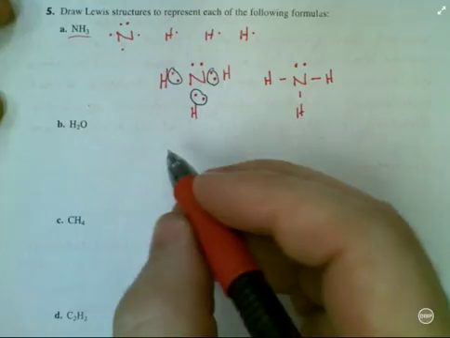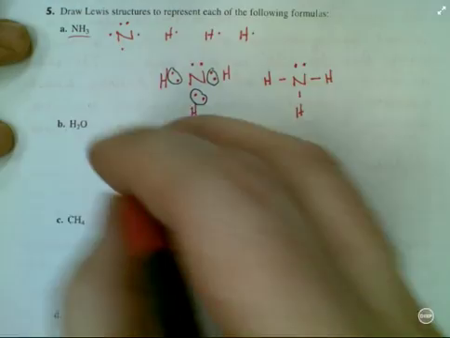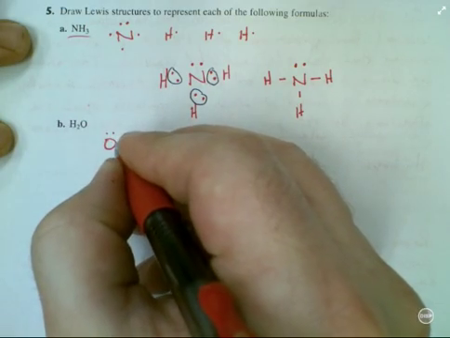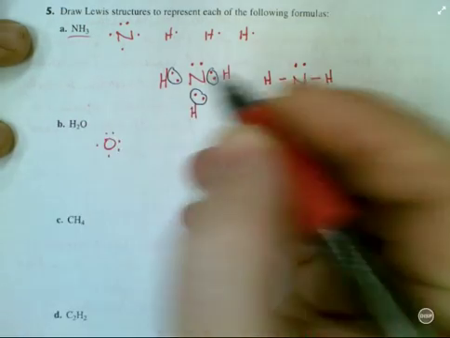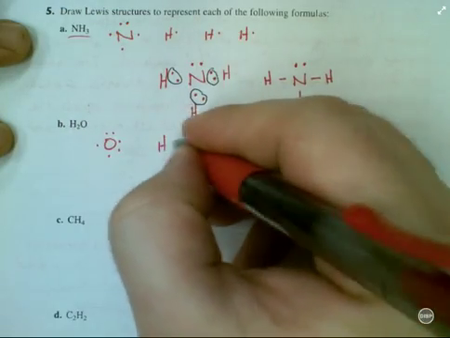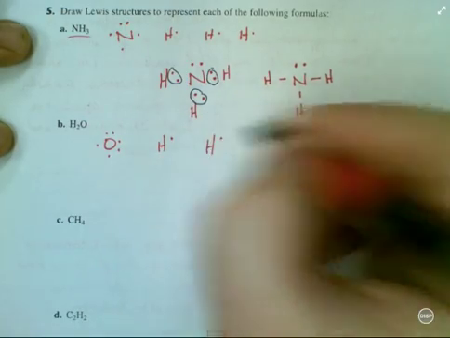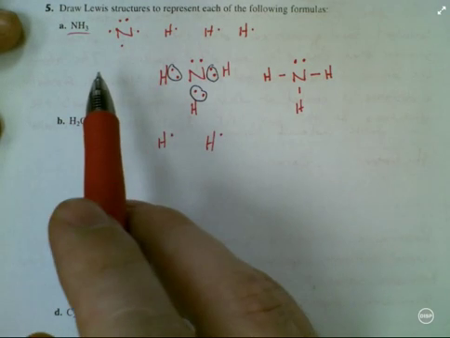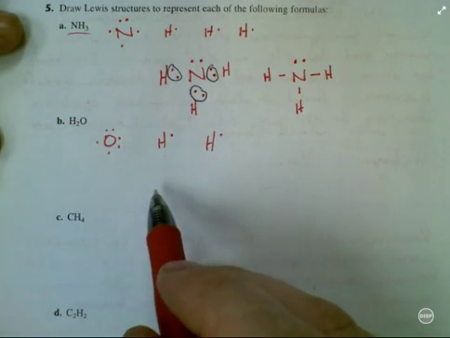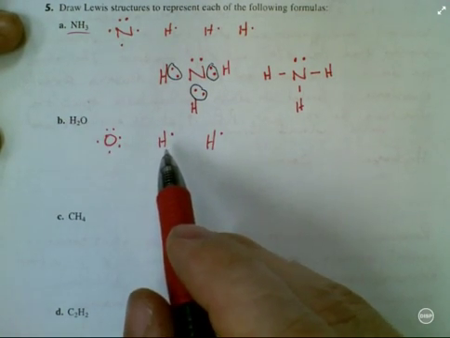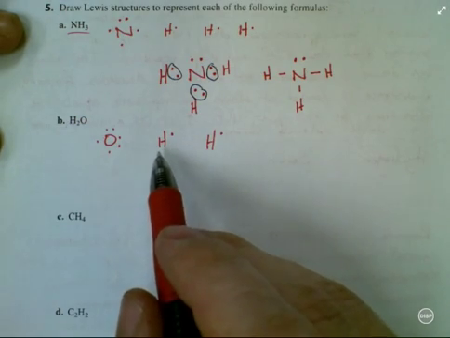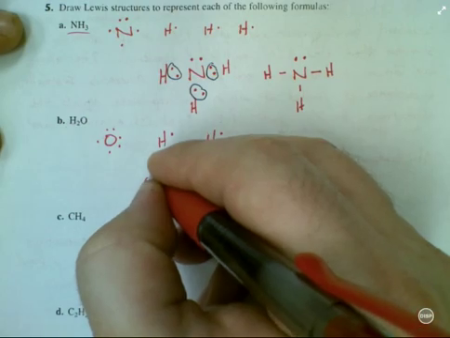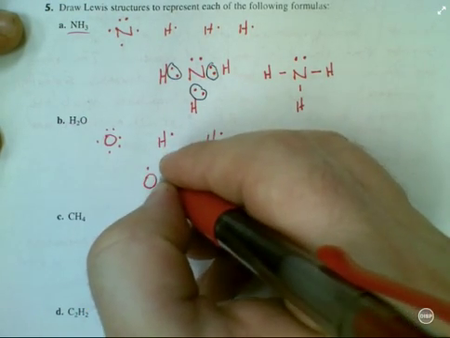All right, moving on to B, H2O. I have an oxygen with 1, 2, 3, 4, 5, 6 valence electrons. And I have 2 hydrogens, each with 1 valence electron. Now, I'm in the same predicament as I was in for A. There's no carbon, and so the least electronegative element is hydrogen, but hydrogen can't be central, so that leaves me with oxygen as my central atom.